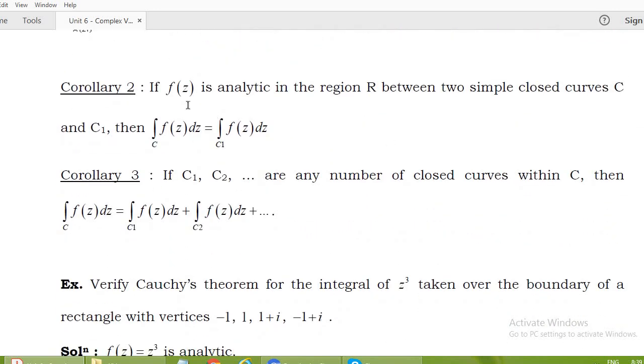Corollary 2. If f(z) is analytic in the region R between two simple closed curves C and C1, then integration of f(z) dz over C is the same as integration of f(z) dz over C1. Corollary 3. If C1, C2 and so on are any number of closed curves within C, then integration of f(z) over closed curve C is equal to integration of f(z) dz over C1 plus integration of f(z) dz over C2 and so on.